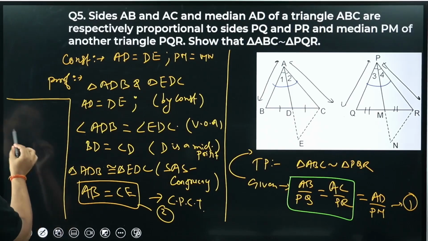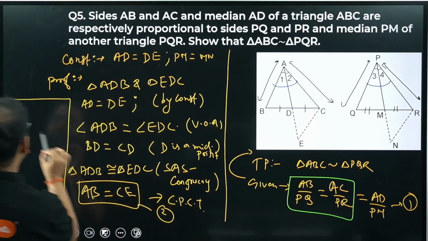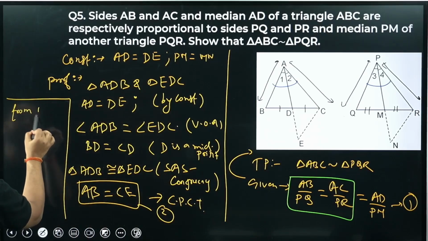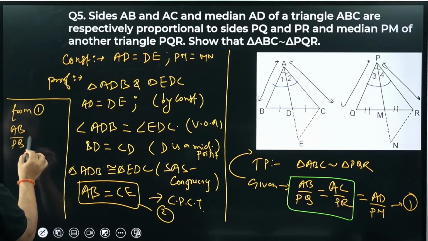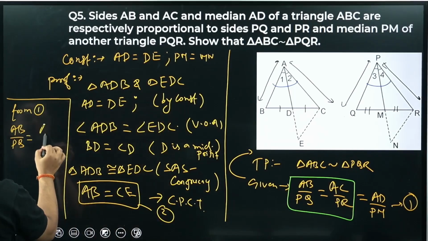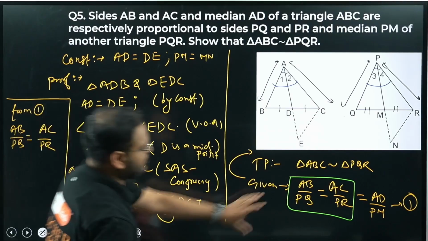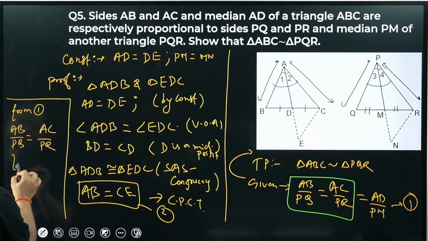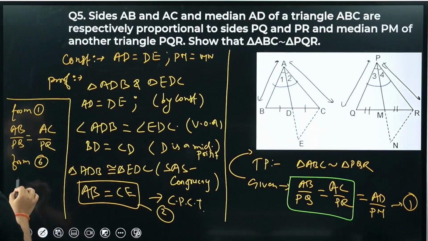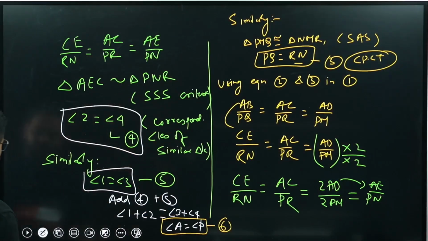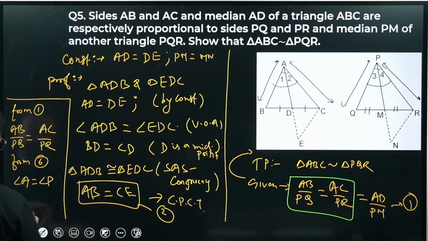Okay, the last part. From 1 I have AB by PQ equals AC by PR. And also, from equation 6, what do I have? Angle A equals angle P. For that reason, what I'm getting is, therefore, triangle ABC is similar to triangle PQR.